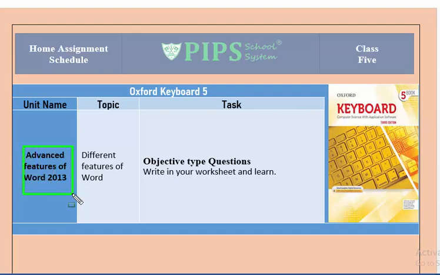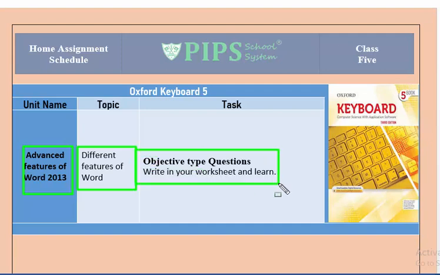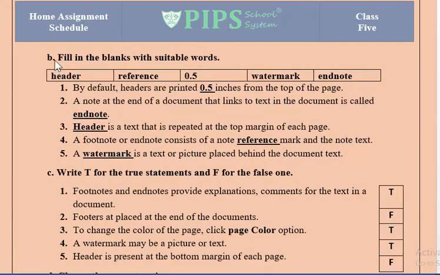The topic is Advanced Features of Word 2013. Topic is Different Features of Word and the task is Subjective type questions. Subjective type questions are already done in the previous video lectures. You can watch them on the PIPS School System Hafizabad YouTube channel. Fill in the blanks with suitable words. Words are given. You have to select one of them and put it in the blank.